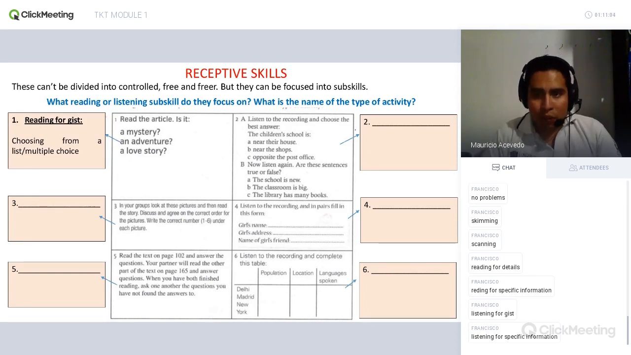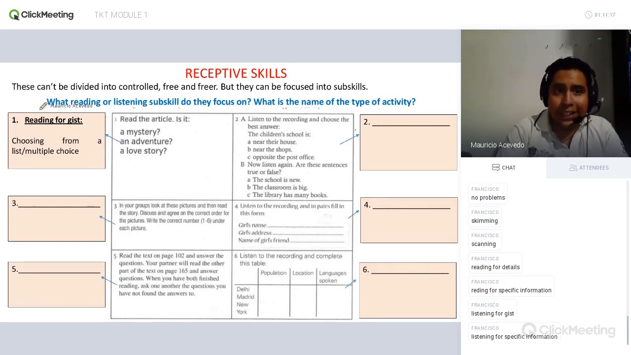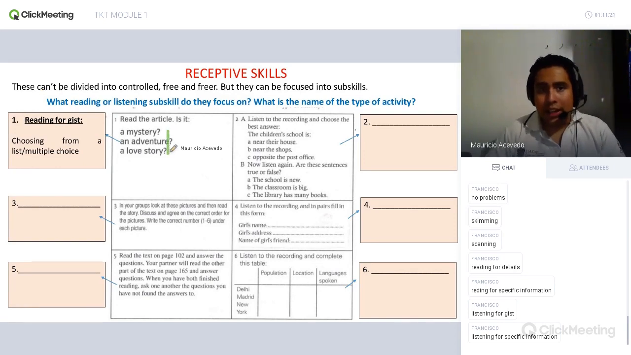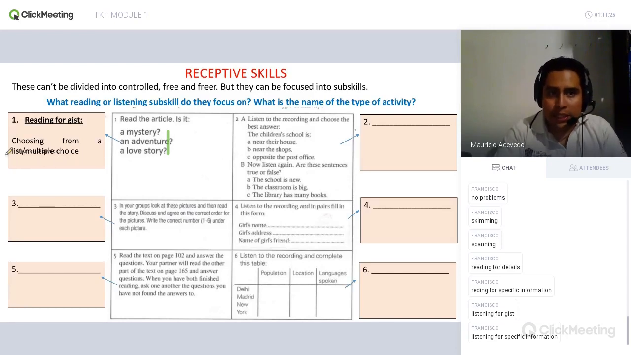Okay, so I want you, Francisco, to answer as you think. For example, number one, read the article. Is it a mystery, an adventure, or a love story? So in this case, it's reading for gist because we're having options. We just need to decide. And what is the name of the activity? Choosing from a list or multiple choice.